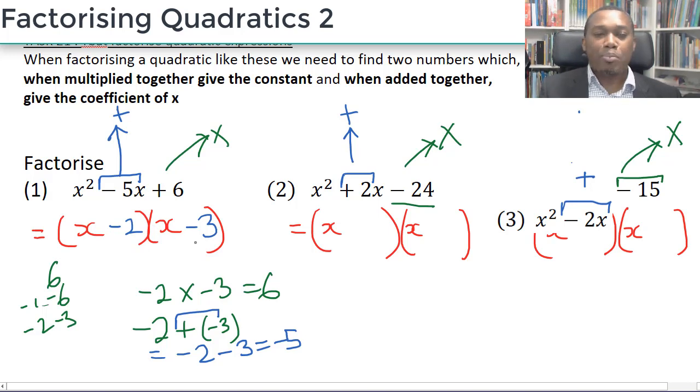And if you expand the brackets, you can check for yourself, you will get x squared minus 5x plus 6. Let me make some space and we'll do the second one. You have a strategy and you see how you can play around with the signs.